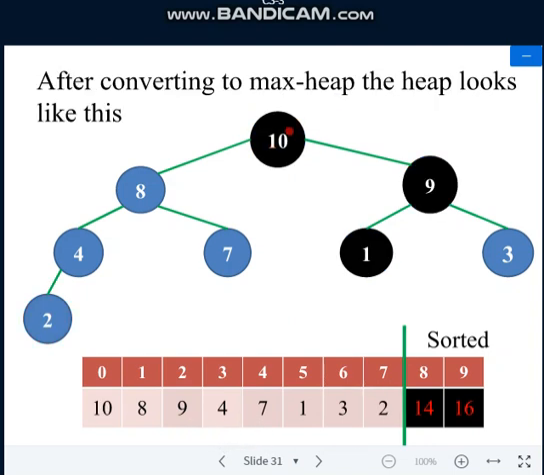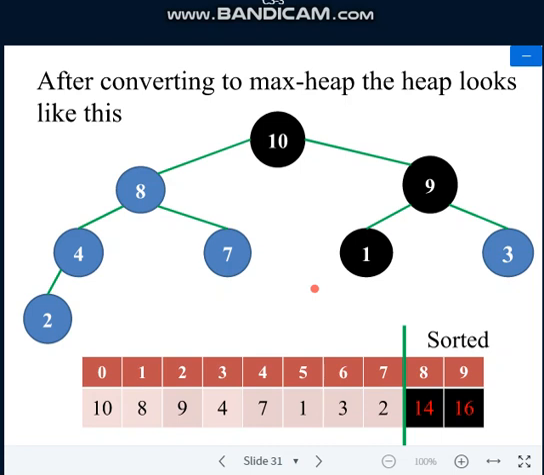so now 10 is the root node. 8 and 9, yes, it is smaller than 10. Here in the subtree, 4 and 7 is smaller than 8. 2 is smaller than 4. Here also 1 and 3 is smaller than 9. So now it is a max heap tree. Yes. So now what we are supposed to do?